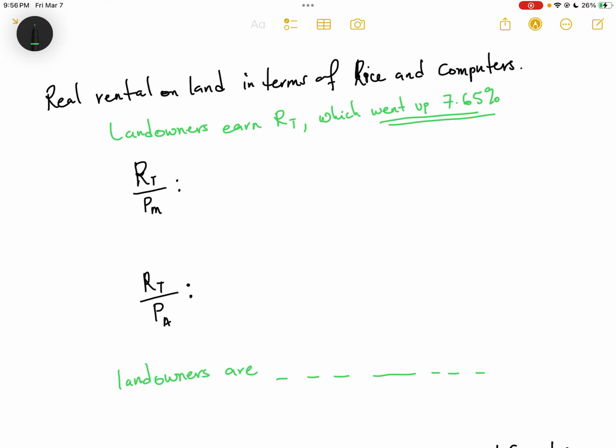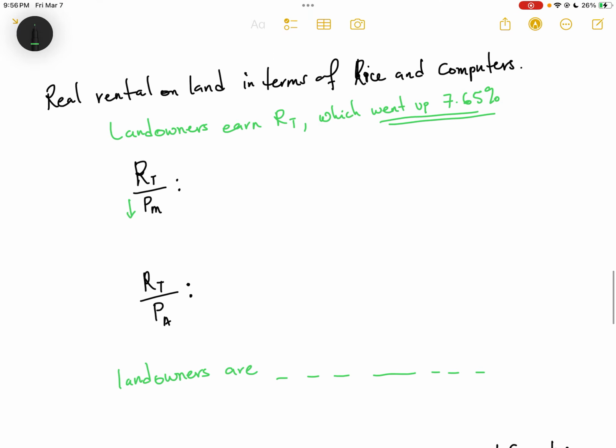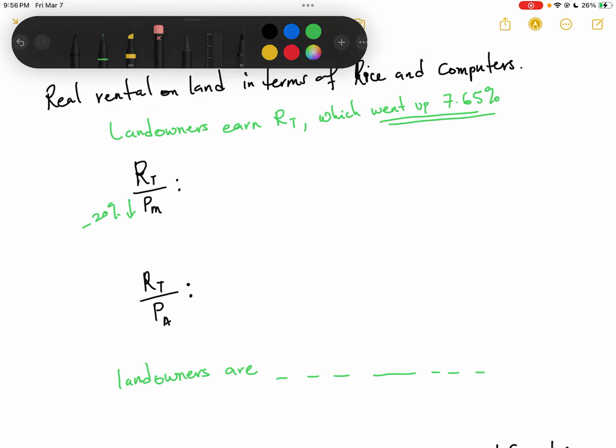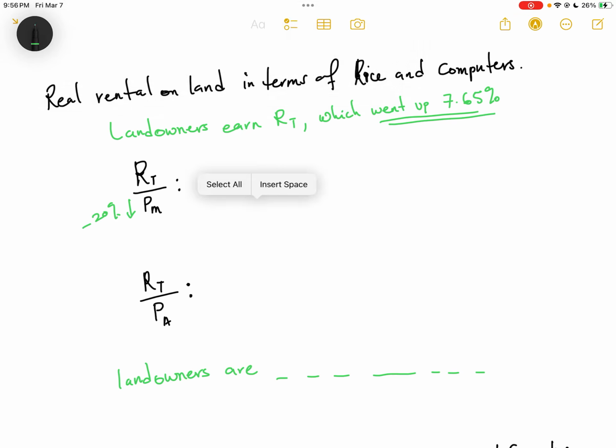We know that price of computers went down 20%. And rental on land went up. Ooh, it went up. I have to be careful here. It went up. Went up 7%.